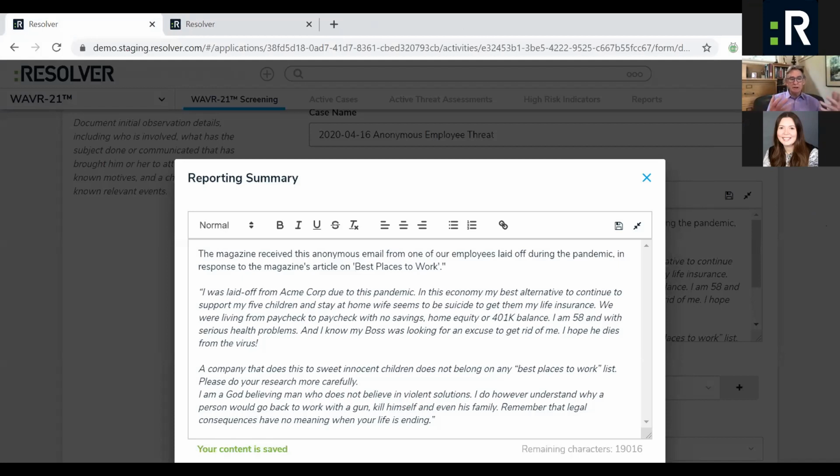And what he said in the email, which is entered into the intake or reporting summary, this is the first data that comes in to the organization. The magazine contacted the company. The Resolver intake person entered this in the incident report.